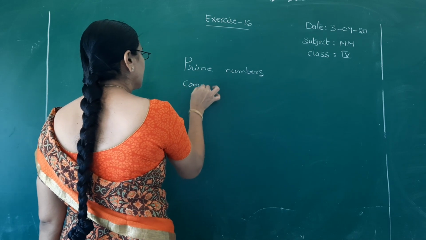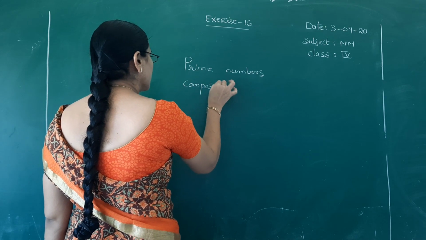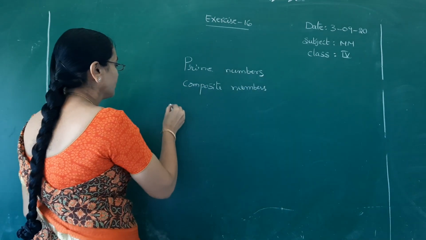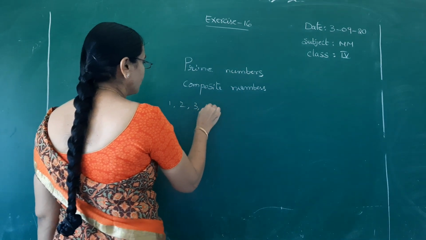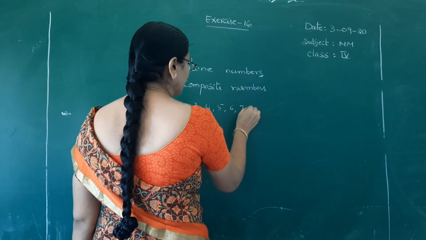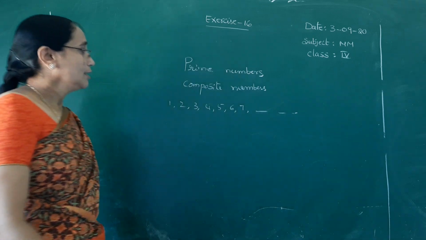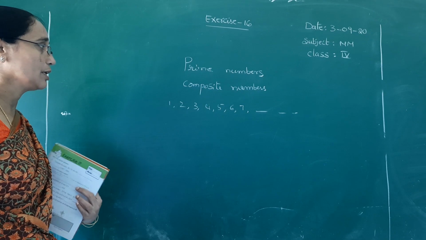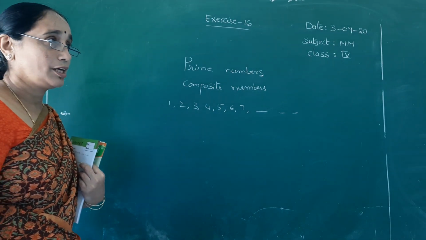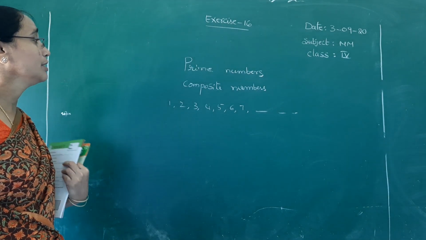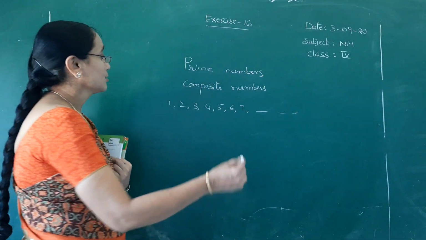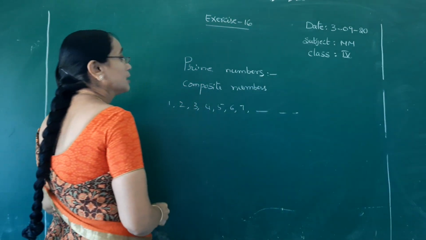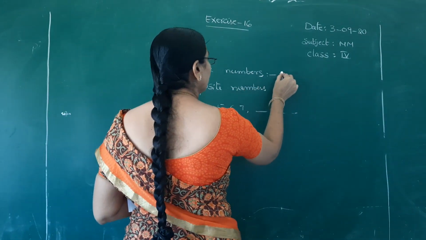Composite numbers. But you know numbers. Numbers start from 1, 2, 3, 4, 5, 6, 7, like that. In that, we are dividing into two parts, prime numbers and composite numbers. You know tables. I hope everybody is good in tables. So, prime numbers means the numbers that have only two divisors.